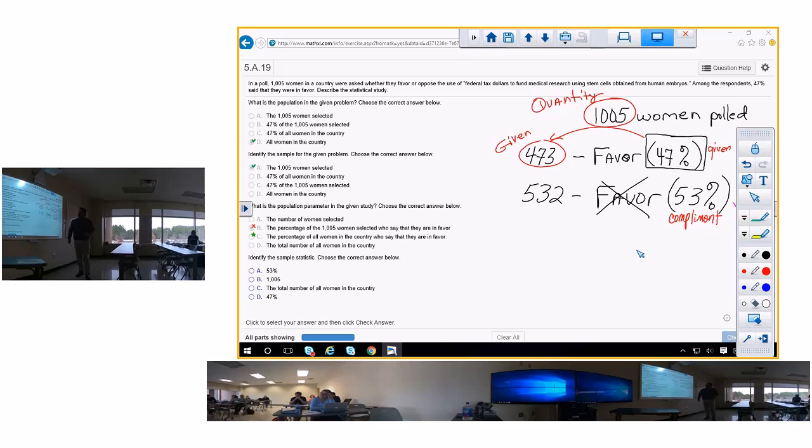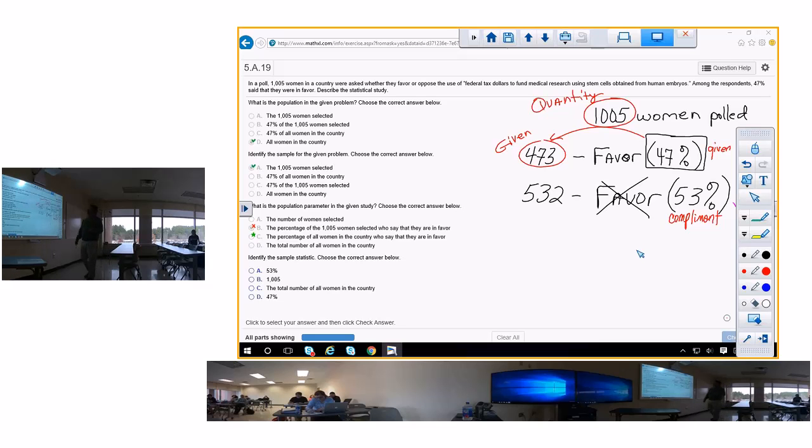Okay, now, what is the population in the given problem? Choose the correct answer below. Well, it's all women. All women in the country. These are those type questions that are so easy that you really think they're difficult. All right, the second question. Identify the sample for the given problem. The sample is 1,005 women.